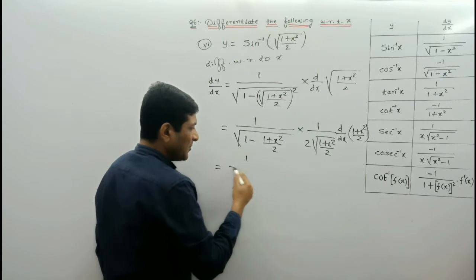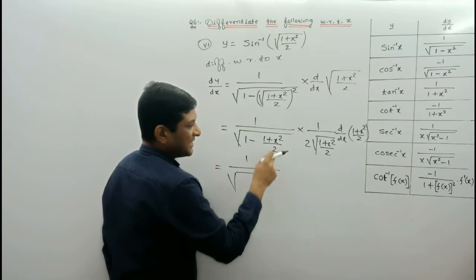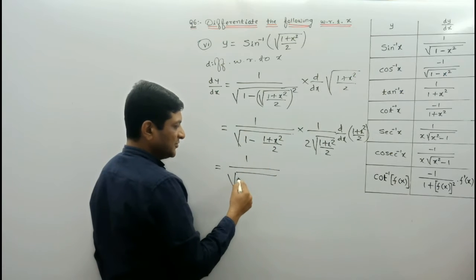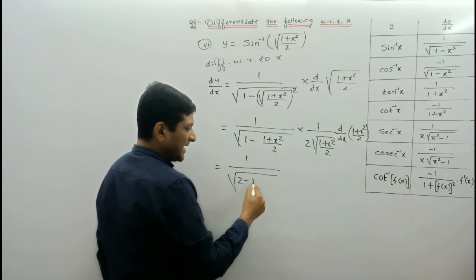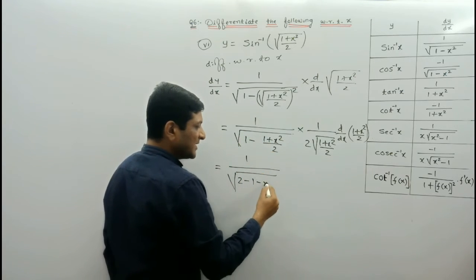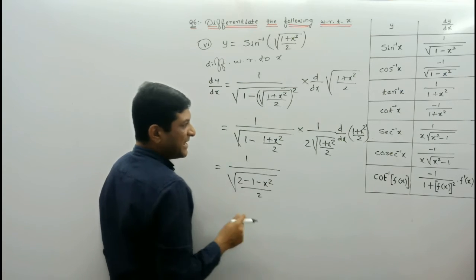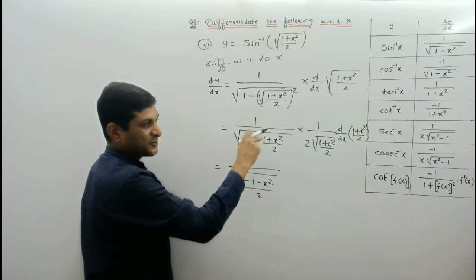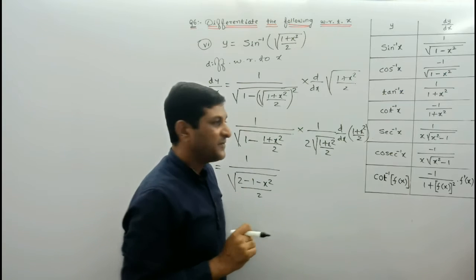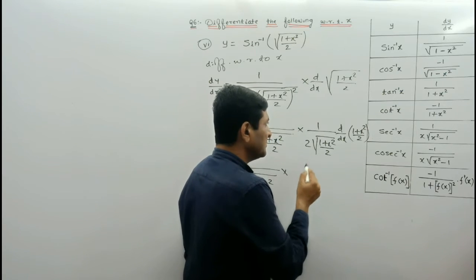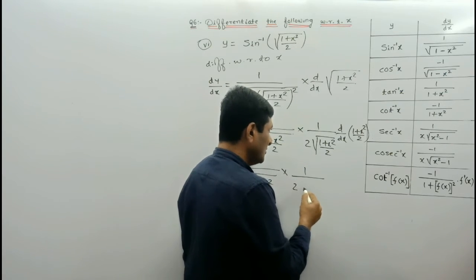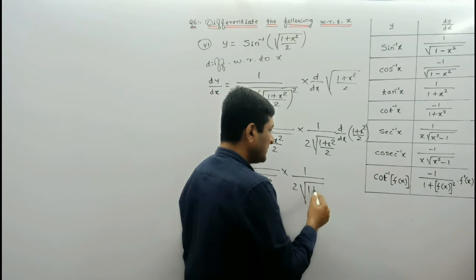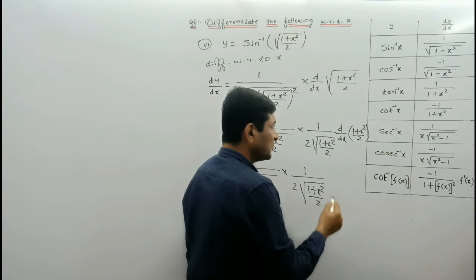So 1 upon under root, here we are taking cross multiplication. 2 into 1 is 2, minus into 1 is minus 1, minus into plus x square is minus x square divided by 2. Just simply here we have taken what? Cross multiplication. Now let us simplify this term also. So into 1 upon 2 under root 1 plus x square upon 2, keep it as it is.